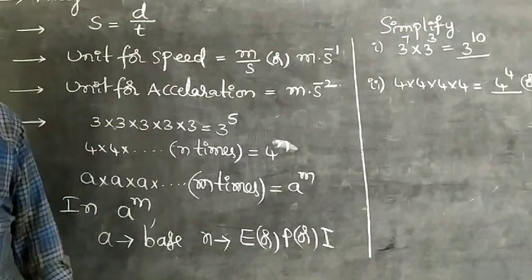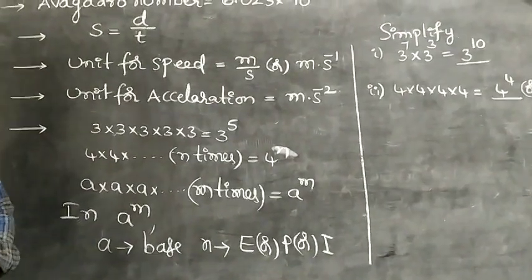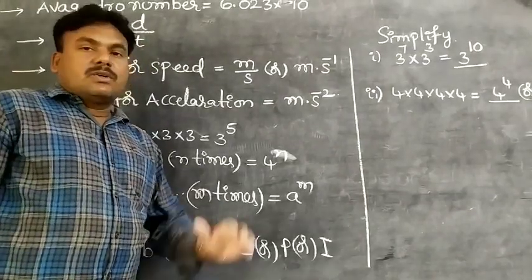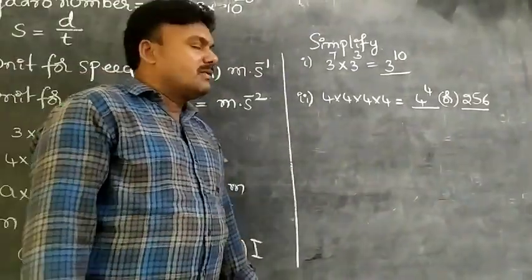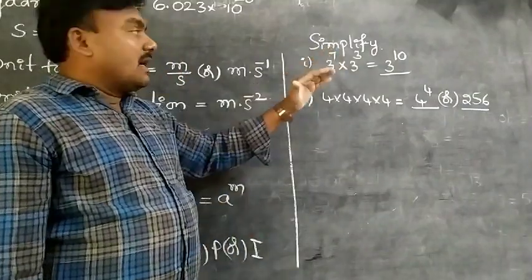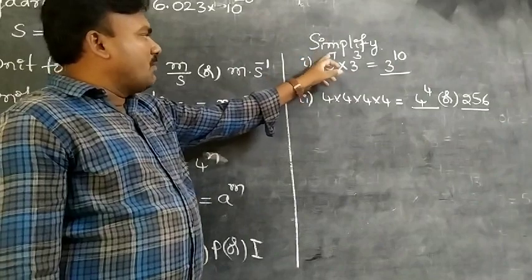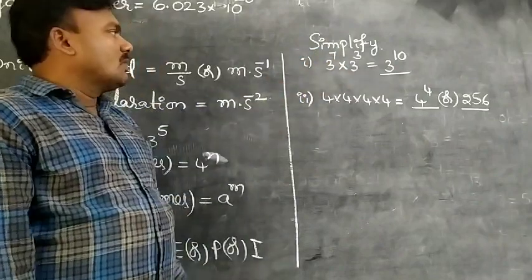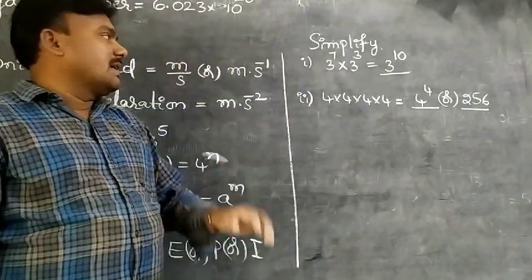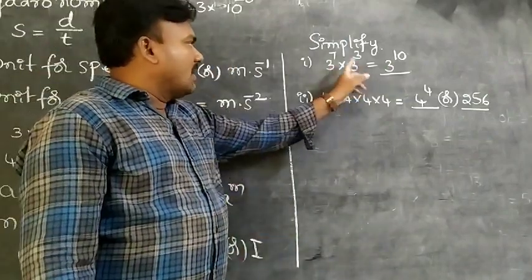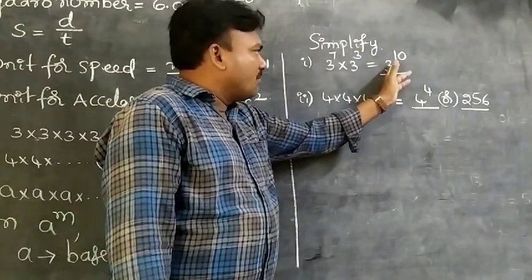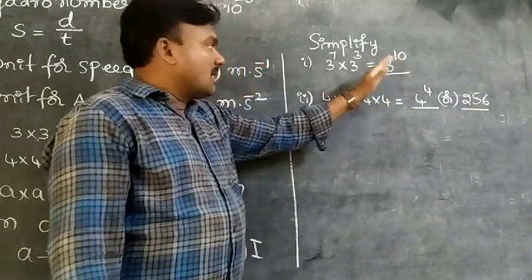In the previous part, we already discussed the laws of indices. We learned that there are 13 or 14 laws of indices. Last, we are discussing very simple related problems. Simplify 3 power 7 into 3 cube. We know that a power m into a power n equals a power m plus n. So 3 power 7 plus 3 becomes 3 power 10. No need to expand the value of 3 power 10. Simply conclude it like that.